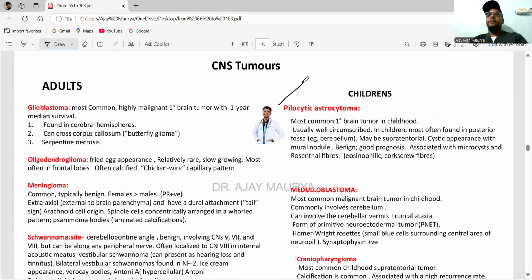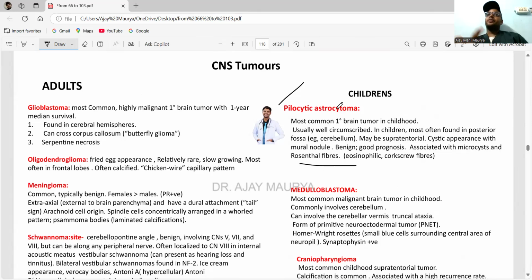Which brain tumor is associated with the microcyst and Rosenthal fibers here? This is going to be the pilocytic astrocytoma only. One question: pilocytic astrocytoma is the most common primary brain tumor of childhood.